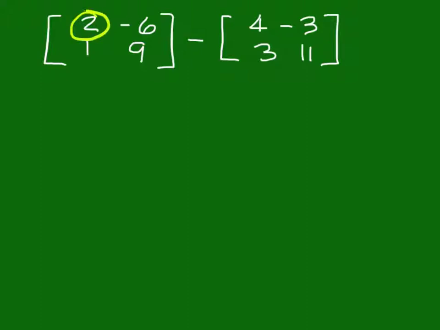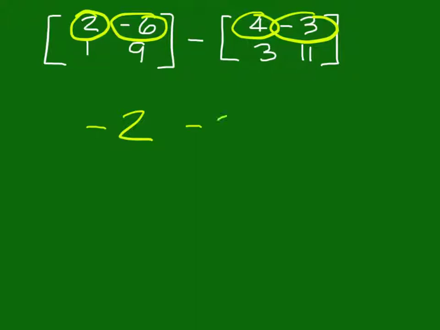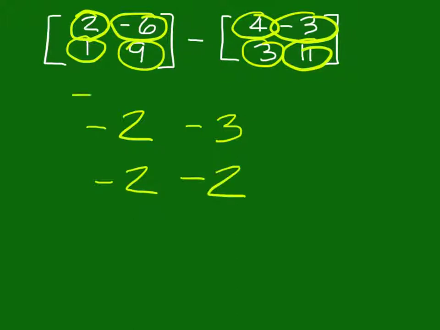Alright, on this one we should have 2 minus 4, which is negative 2, and negative 6 minus a negative 3 is going to be negative 3. 1 minus 3 is negative 2, and 9 minus 11 is negative 2.